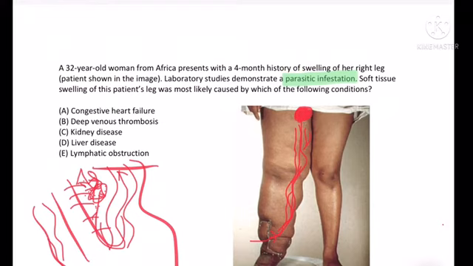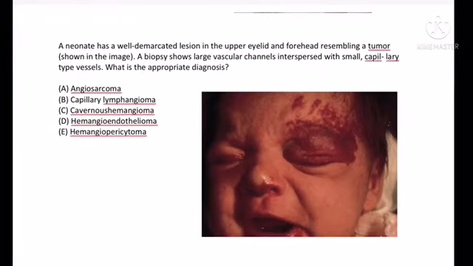So what is the answer? Congestive heart failure, there is no history of that. Deep venous thrombosis, there is no history of deep venous thrombosis. Kidney disease, it's not a kidney disease. Liver disease, it's not a liver disease. If it were, then it could be bilaterally affected, not only one. Lymphatic obstruction, yes, it's a lymphatic obstruction.